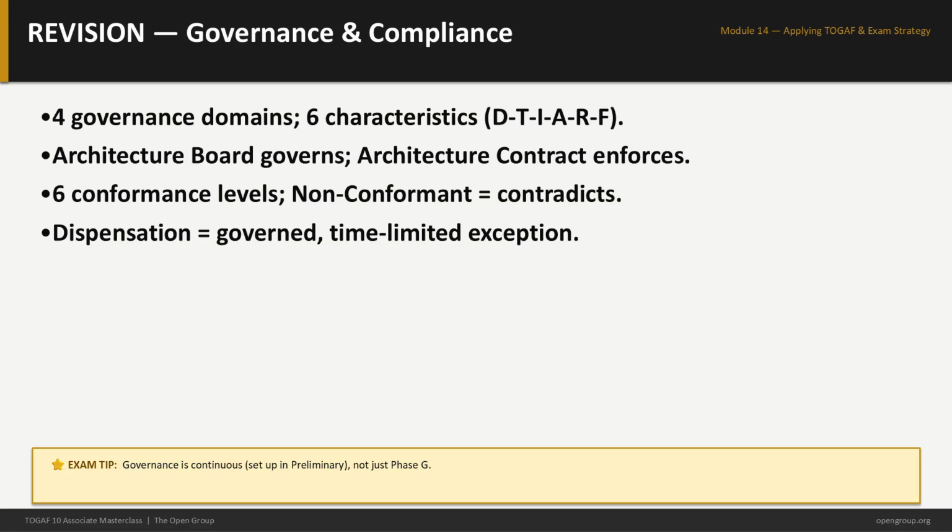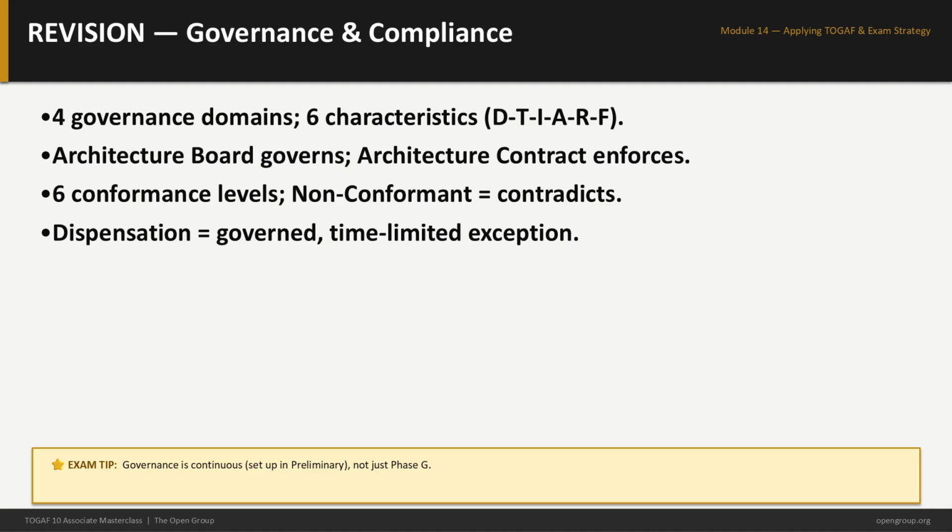Now revise governance, one of the denser topics. There are 4 governance domains, and 6 characteristics: discipline, transparency, independence, accountability, responsibility, fairness, the string DTIRF. The architecture board governs, and the architecture contract enforces.